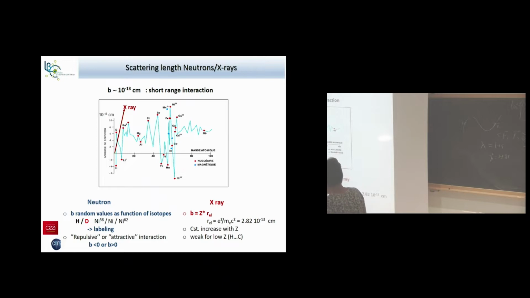The way we calculate the scattering length of the X-ray, b, is the atomic number times the radius of the electron. So for X-ray, b is increasing monotonously with Z. And it is very weak for hydrogen. So the amplitude of the scattered X-ray wave when it encounters a hydrogen atom is weak.